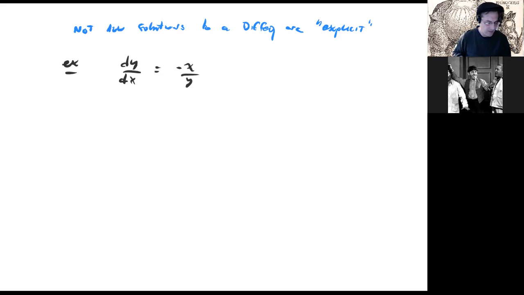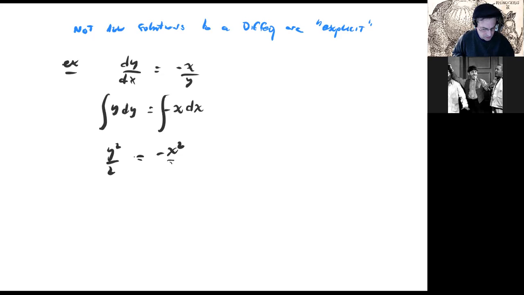In fact, we can completely solve this equation, and this is actually more like the next section, but we can separate the variables. We get y times dy equals minus x times dx. We can integrate both sides, and we get y squared over 2 equals negative x squared over 2, and then we can put a c in. In other words, x squared plus y squared equals maybe some other constant a.